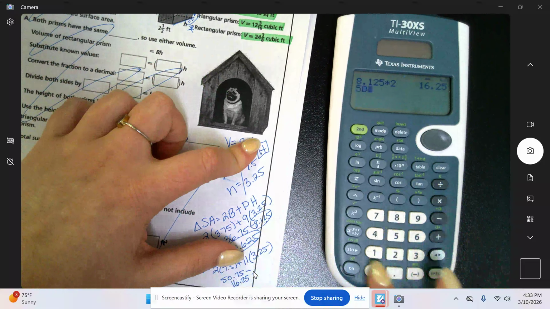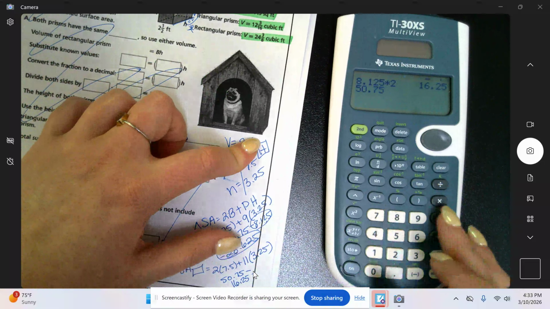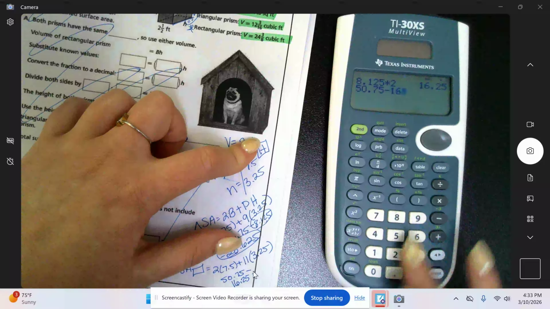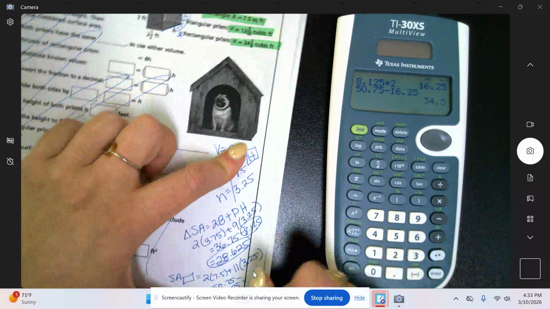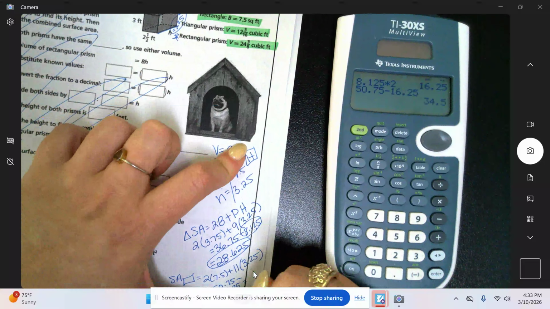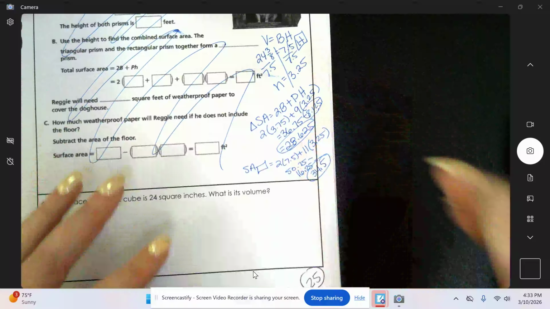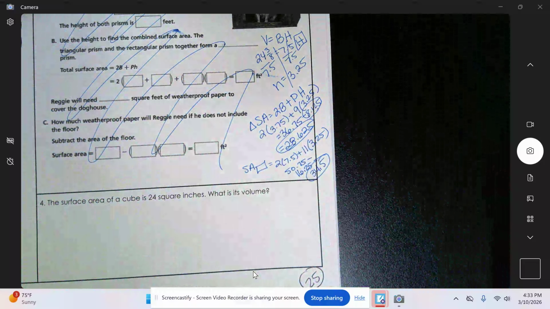So I have 50.75 minus 16.25 gives me 34.5. Woo, that's a lot. Okay, so we're almost there. Hold on with me. I know it's been a lot.